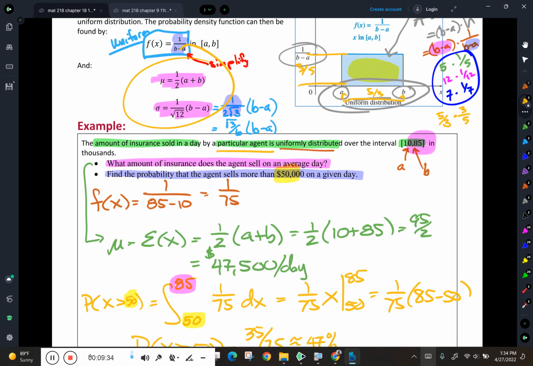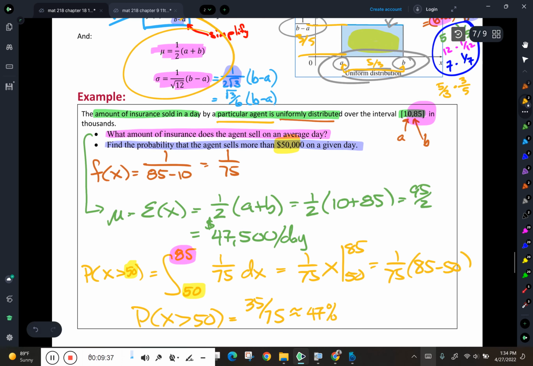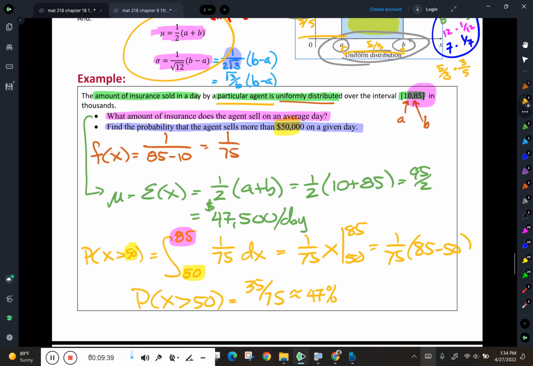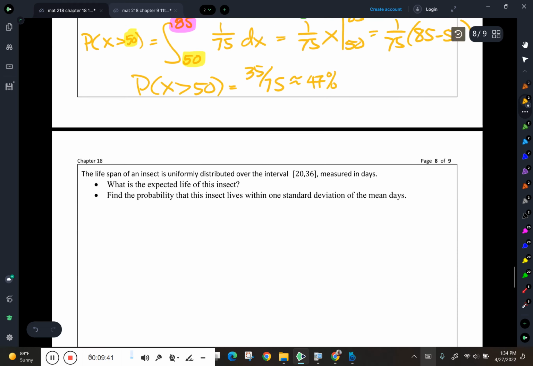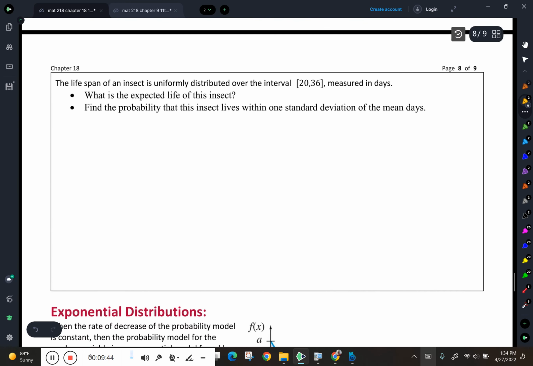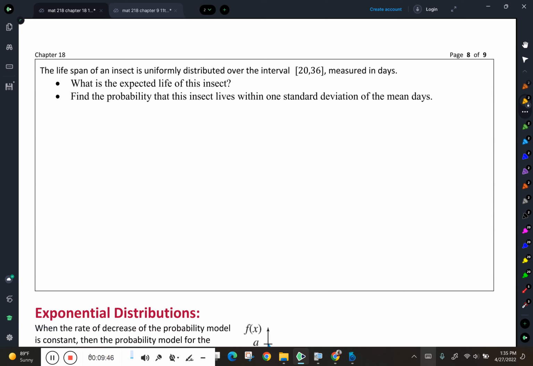So we found our probability for a uniform distribution, and we calculated some means for it because we got these nice formulas. Let's try another one. The lifespan of an insect is uniformly distributed over the interval 20 to 36, measured in days. So some bug out there lives between 20 and 36 days, and the probability that their life will be X number of days between 20 and 36 is uniformly distributed. So these bits and pieces, uniformly distributed, 20 to 36, set everything up.